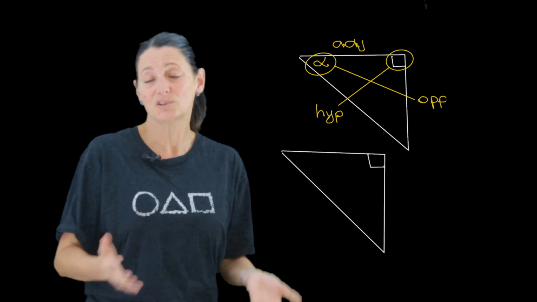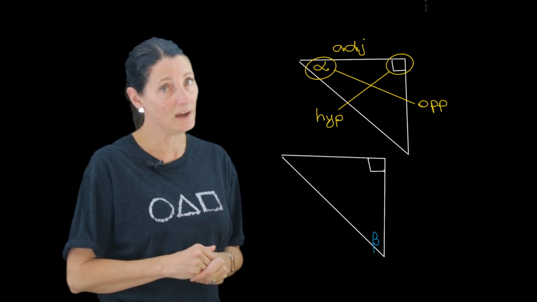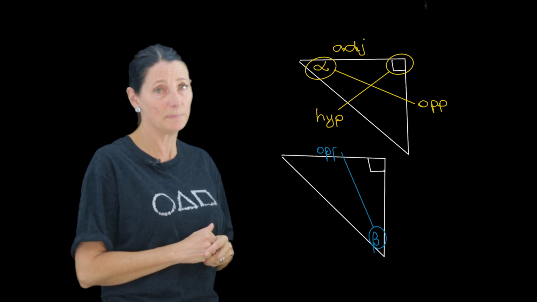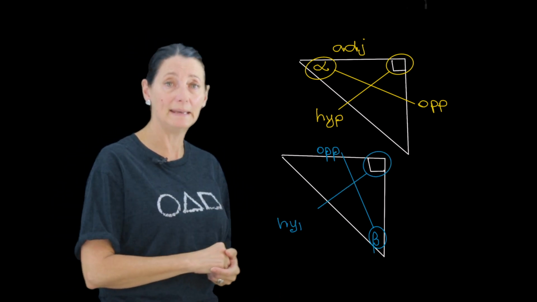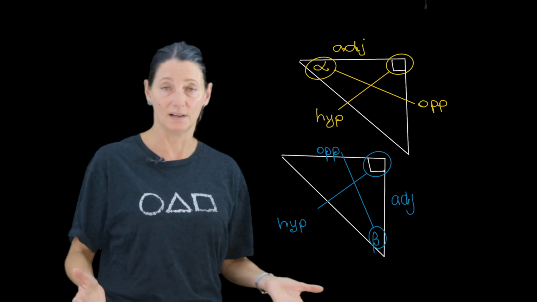But what if my angle was down the bottom? Well, again, let's call this beta. That's right, directly opposite beta is opposite. The hypotenuse is opposite the right angle, meaning the remaining side is the adjacent side.